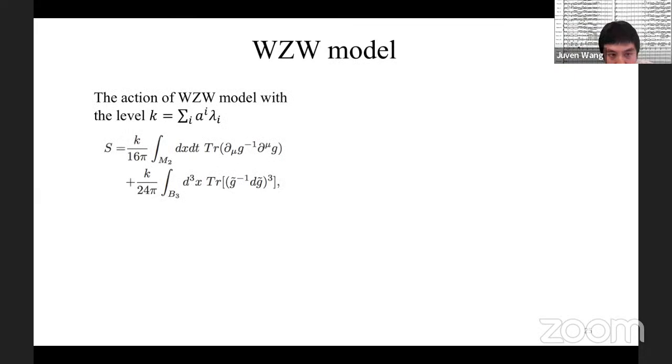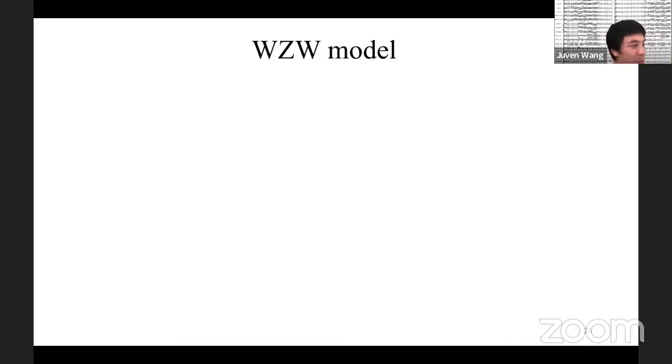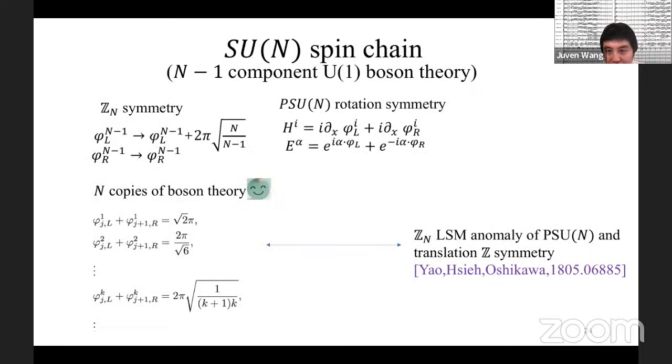So you are showing that when you have N such SU(N) spin chains, you can construct symmetric boundary conditions. Yes. And to cancel N copies of the Z_N LSM anomaly, preserving the PSU(N) spin rotation. Yes. And translation Z symmetry. Yes. And maybe you show the symmetric gapping potential for the N equals 2, SU(2), PSU(2) case. And how do I see they are symmetric boundary conditions? You just act on it.